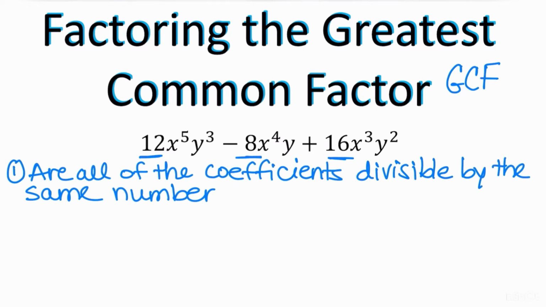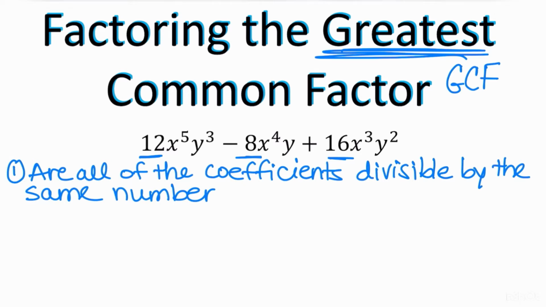So the first question is, are all of the coefficients divisible by the same number? And in this case, the answer is yes. 12, 8, and 16, they're all divisible by 4. They're divisible by 2, but we're looking for the greatest common factor. So we're looking for the biggest number that they're all divisible by. In this case, the largest number they're all divisible by is 4. So far, the GCF is 4.